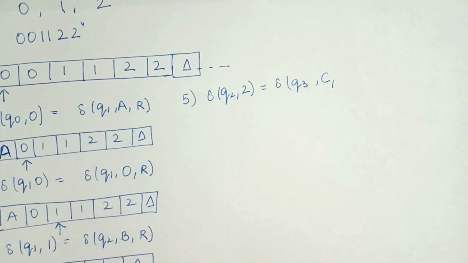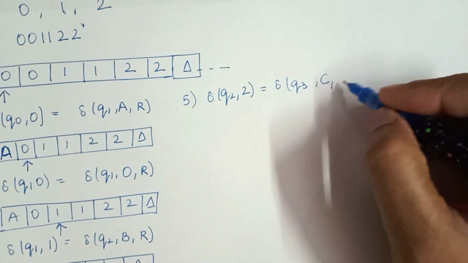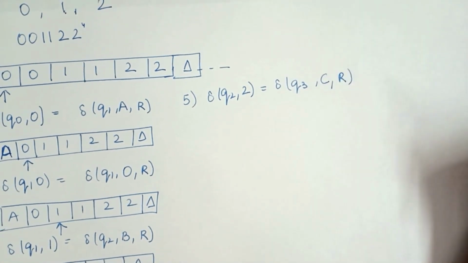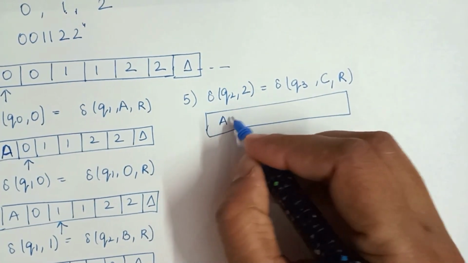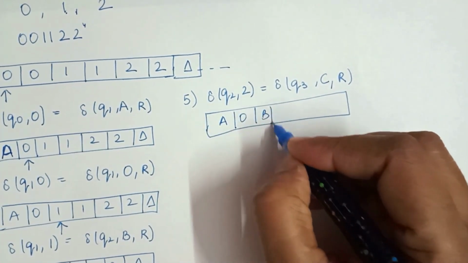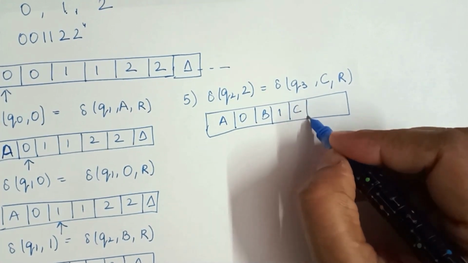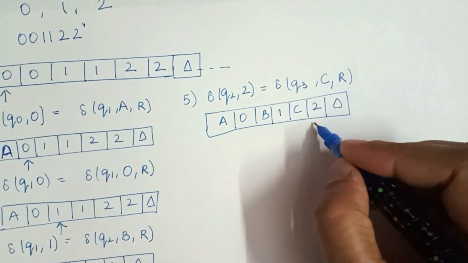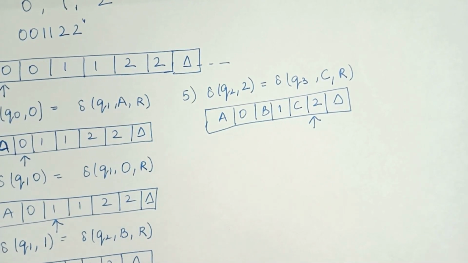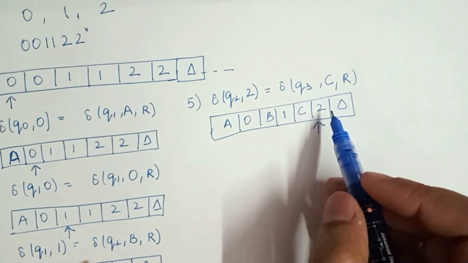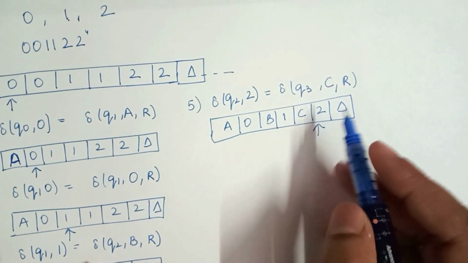So in the last example, at the present situation, we are moving to the left of this input tape. So we take another case. If I am moving to the right of this input tape, how does it work? The tape will become A 0, B 1, C 2 and del, and the tape head is pointing at 2. Now, for this 2, the state will not be changed.